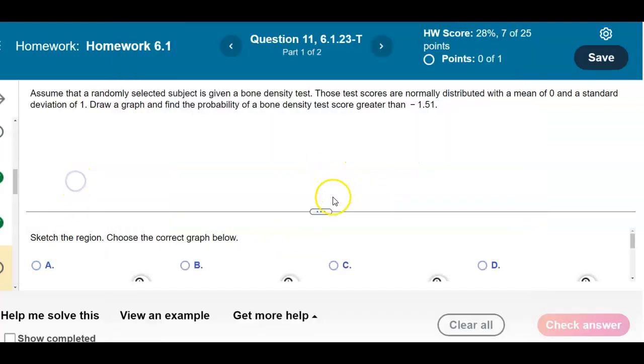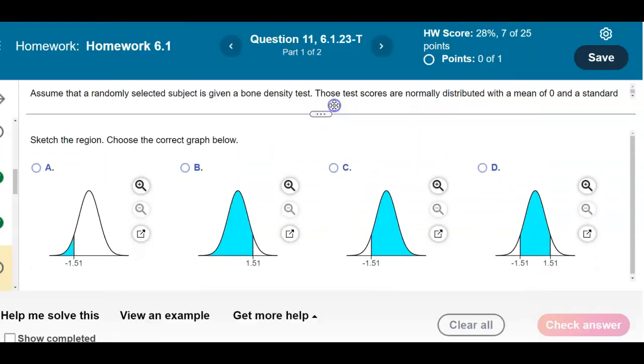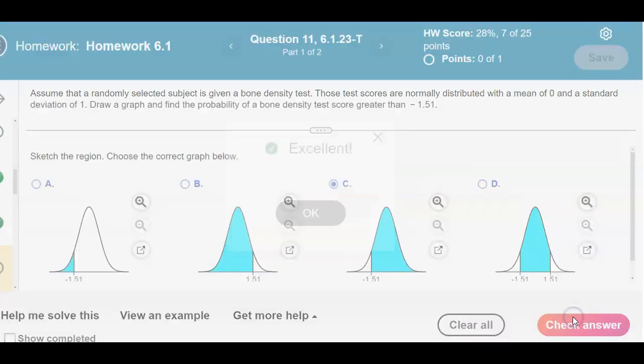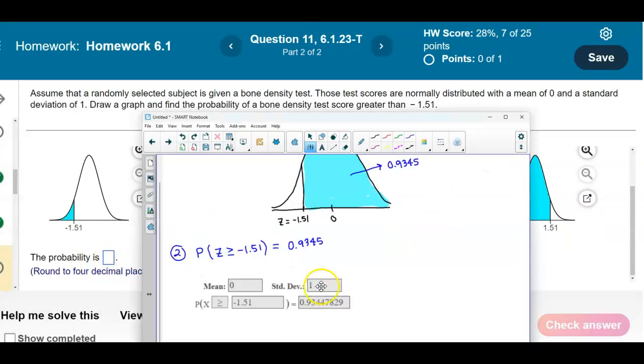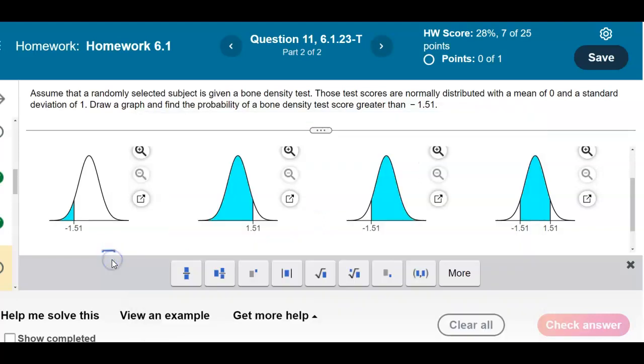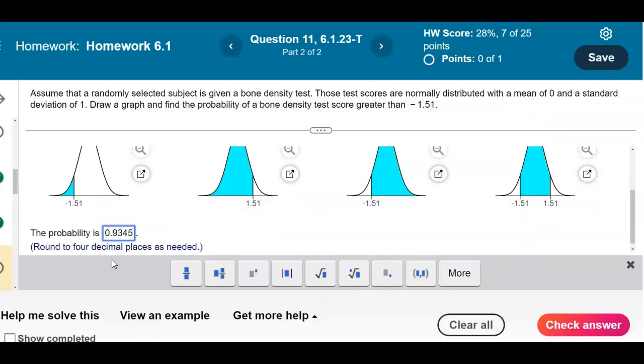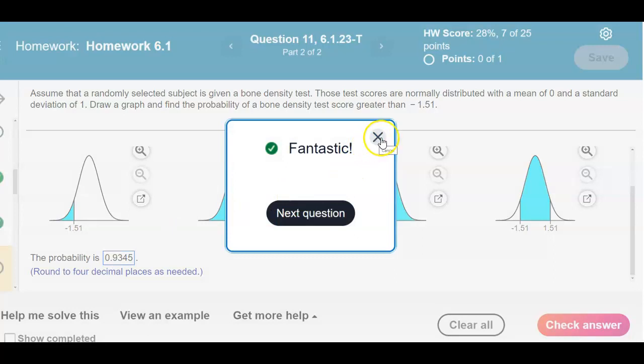So let's go ahead and answer our question. The first thing is we want to sketch the graph. Remember, we were graphing the area to the right of negative 1.51, so we're going to select C. And now we put in the probability that we found, rounded to 4 decimal places, which is 0.9345, and therefore that is our answer.